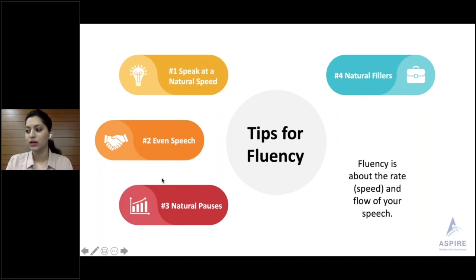Even speech. So, please limit hesitations in the speech, as in your sentences or your conversation should flow smoothly. Natural pauses. Use pauses appropriately, for example, to make your meaning clear, or again to emphasize something to show that it is important.